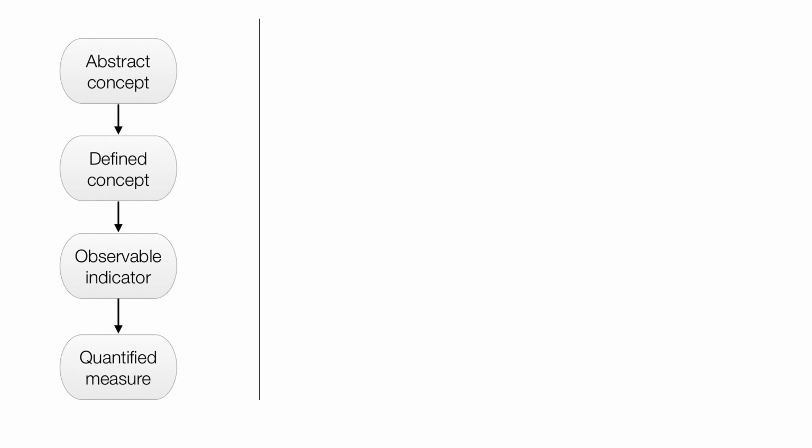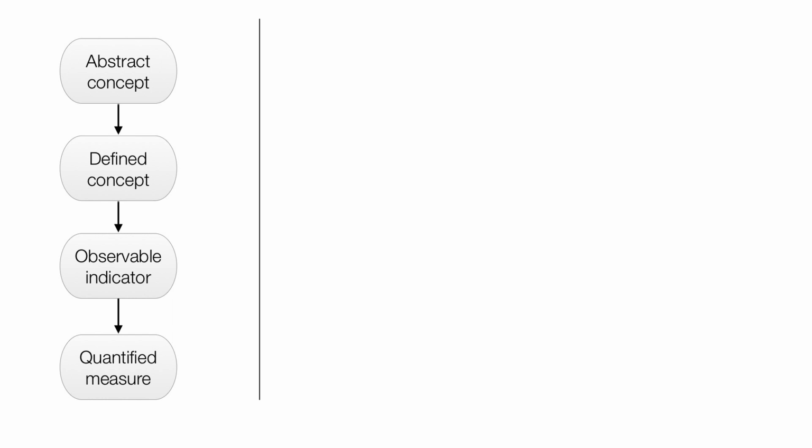Our second step is to create a defined concept, which gives that abstract concept shared meaning for the reader and the audience. Our third step is to identify an observable indicator of that defined concept. And then finally, for statistical analyses, we need to take that observable indicator and turn it into a countable or quantifiable measure. All right, so let's look at a couple of examples.